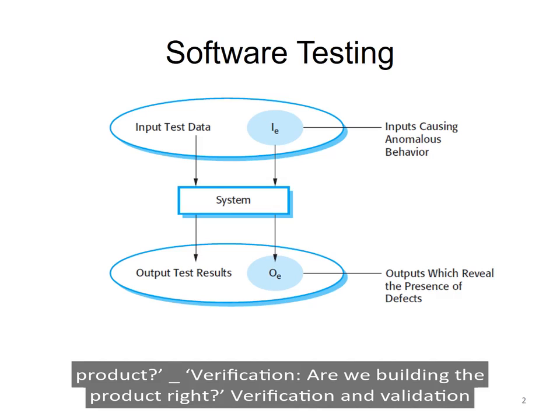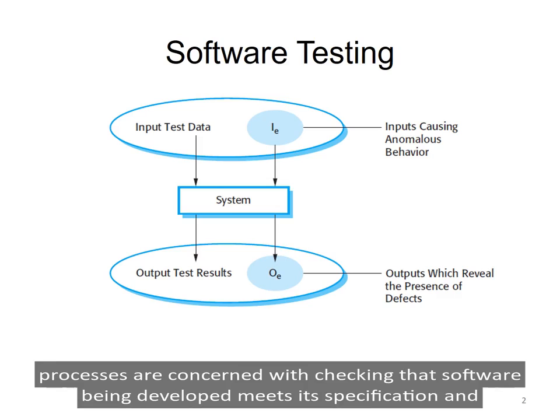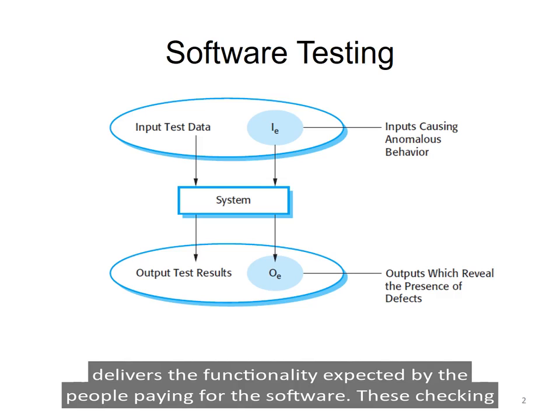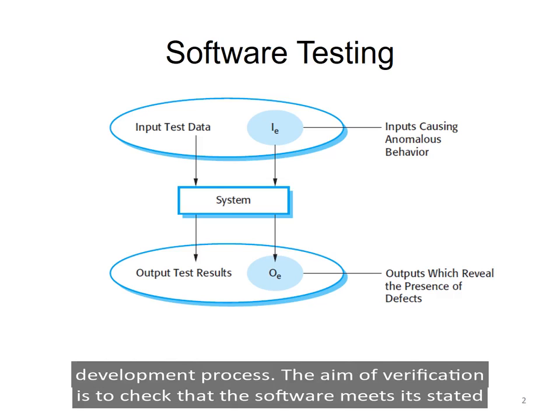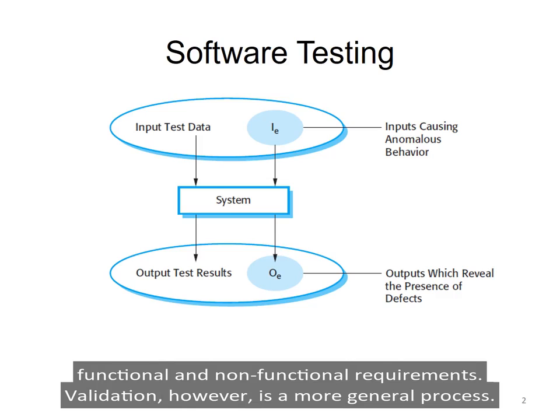Verification and validation processes are concerned with checking that software being developed meets its specification and delivers the functionality expected by the people paying for the software. These checking processes start as soon as requirements become available and continue through all stages of the development process. The aim of verification is to check that the software meets its stated functional and non-functional requirements.